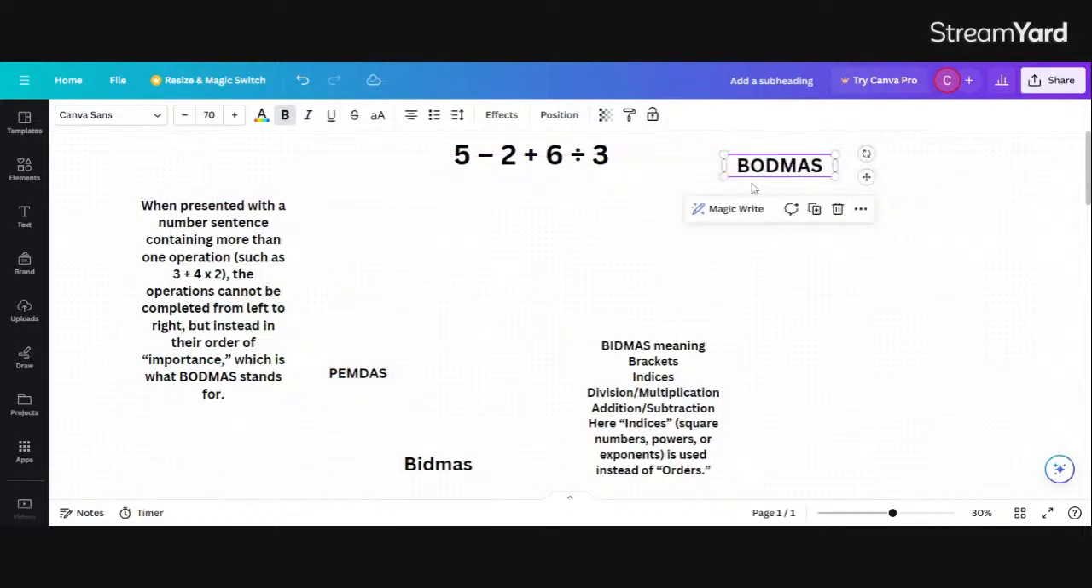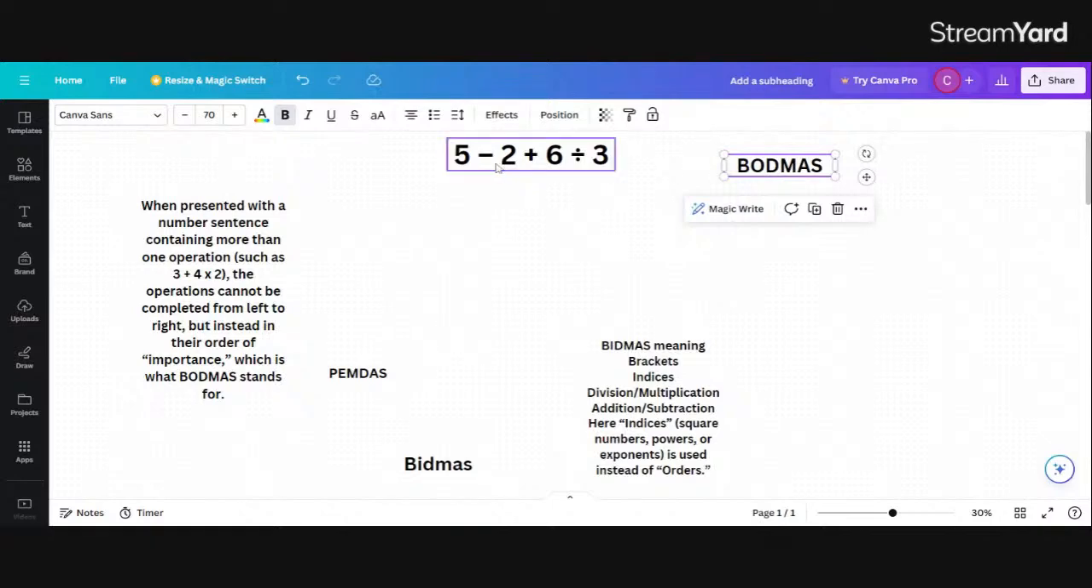So when we go for this BIDMAS, let's have a look at what we have here. Do we have any brackets here? We don't have brackets. Then we go for indices or others. Do we have any indices or others here? No, we don't have. Then we go for division.